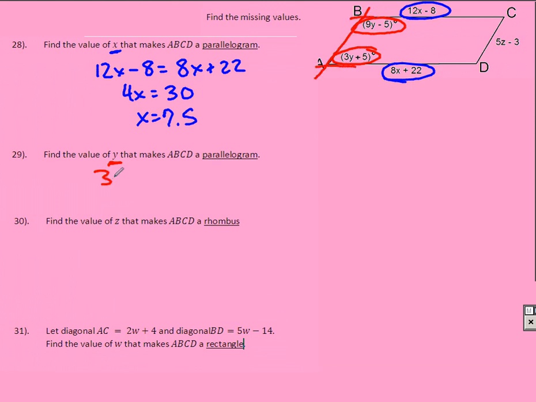So that means since they're right next to each other, 3y plus 5 plus 9y minus 5 equals 180. When I simplify this, it gives me 12y equals 180, which means that y will equal 15. Now, finding the value of z that makes this a rhombus.